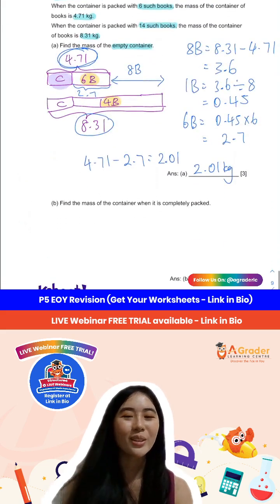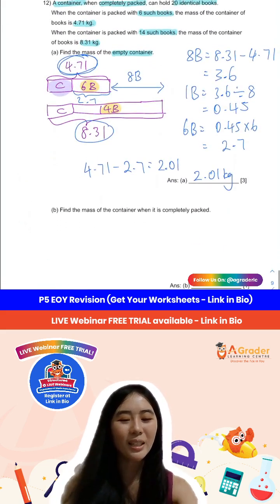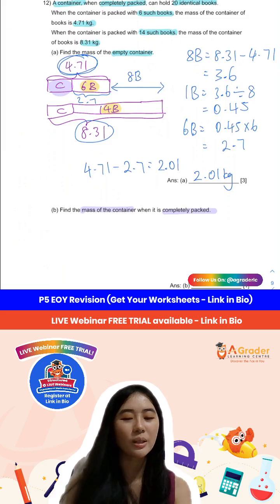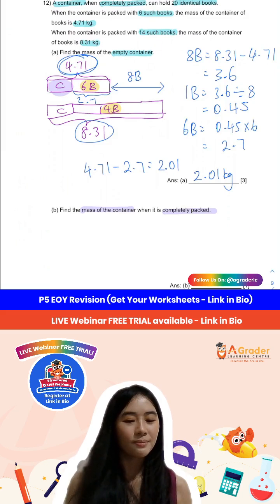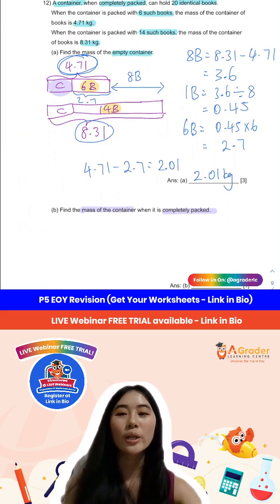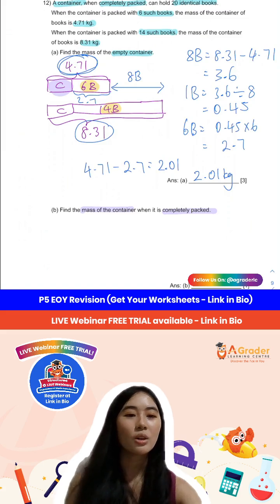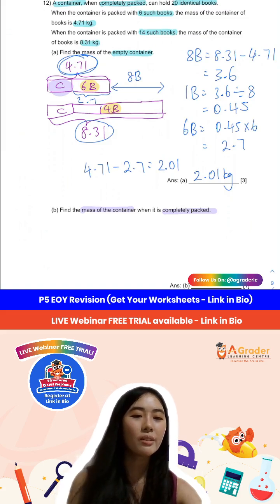WL, not Kahoot yet. We got one more last part here. The last part here, very, very simple, okay? Find the mass of the container when it is completely packed. Okay, so quick answers in the chat box. Okay, Javier, Jerome, Jean. Yes, all the same answers. Correct. Good.